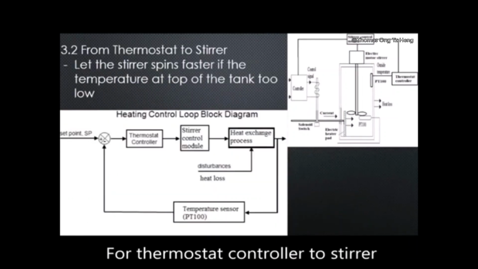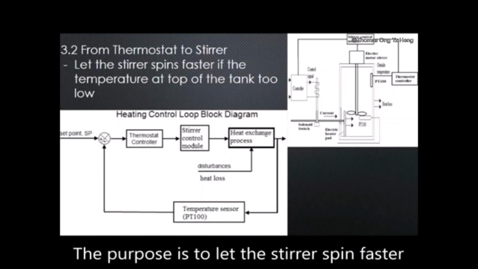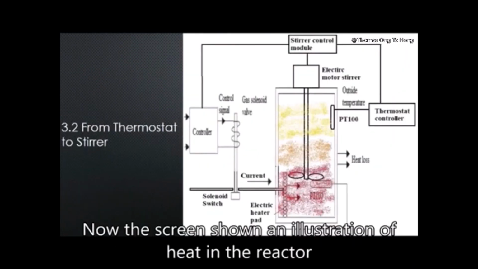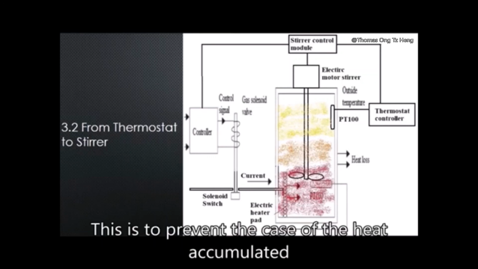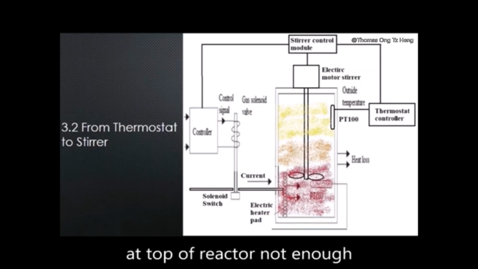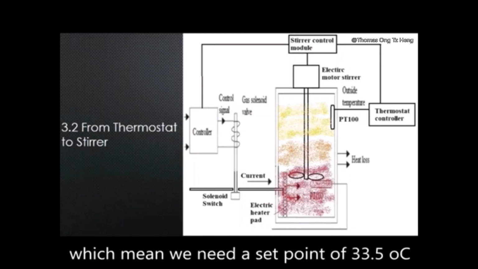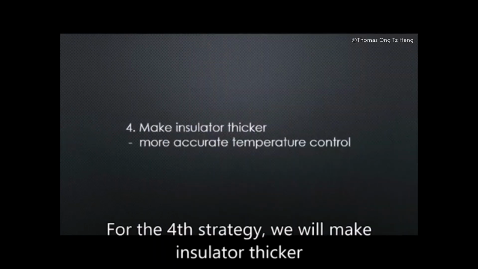For the thermostat controller to the stirrer, the block diagram is shown on the screen. The purpose is to let the stirrer spin faster if the temperature at the top is too low. Now the screen shows an illustration of heat in the reactor when the stirrer spins too slowly. This is to prevent heat accumulating at the bottom of the reactor while the heat at the top of the reactor is not enough. The optimum temperature for fermentation is 32 to 35 degrees Celsius, which means we need a set point of 33.5 degrees Celsius, allowing an error of 4.2857%.